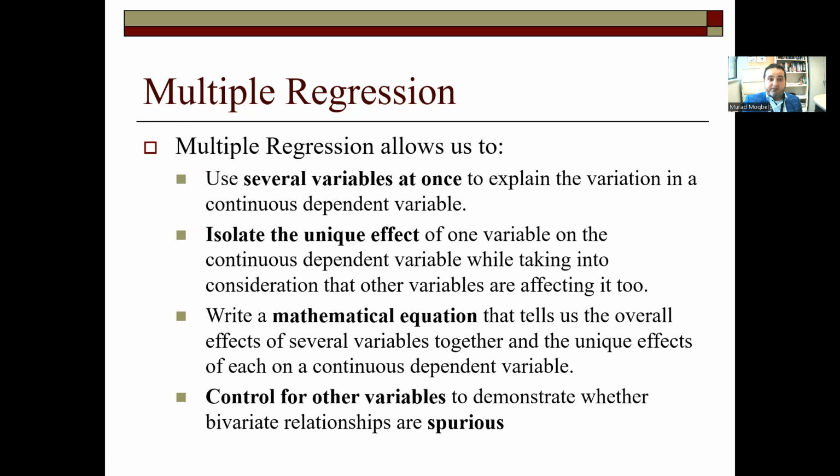So multiple regression helps us because we can use several variables at once as independent variables. It helps us isolate the unique effect of the variable that we want to study. We can say, for example, the number of siblings impacts salary regardless of age and education and so on, right? And we can write a mathematical equation using multiple regression, and we can control for other variables.